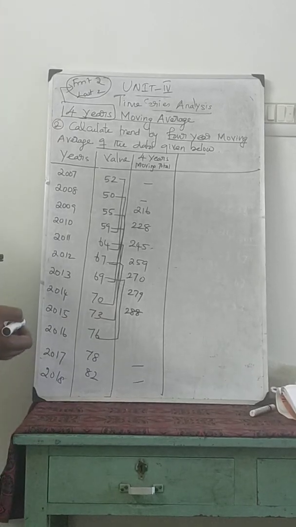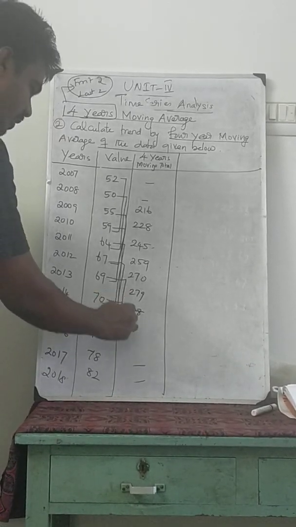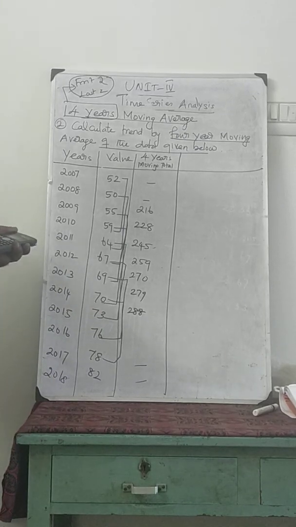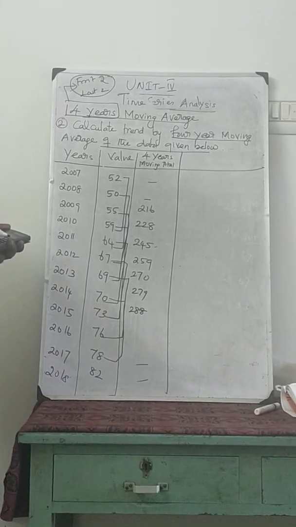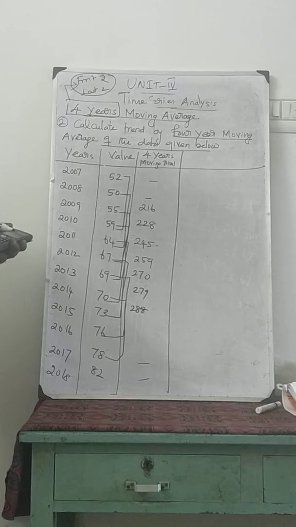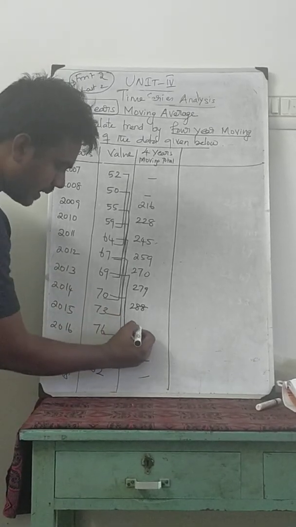The last one is 70 plus 73 plus 76 plus 78. How much? 297.